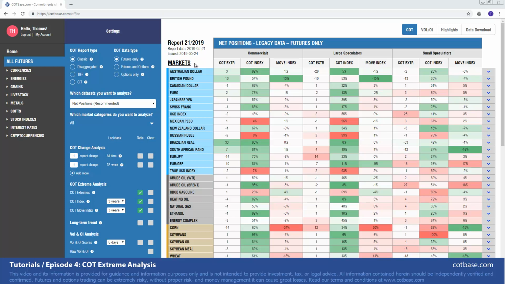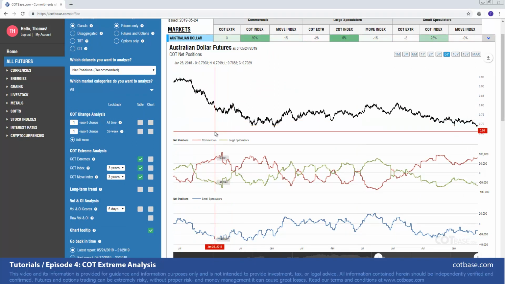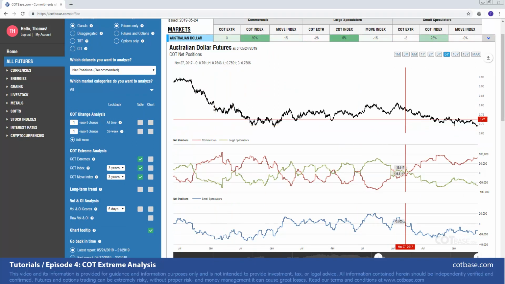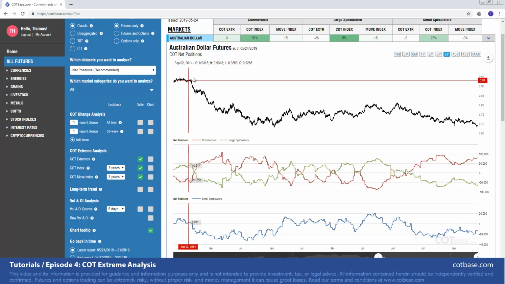So let me just open the Australian dollar. That's the first market in this table. Of course, I could look at any other market just to really show you what that means. We have a 5 years time period in front of us, and right away from 2014, you can see when commercials were at 50,000 contracts net short, large speculators 50,000 contracts net long. That was when the Australian dollar had that top. So that was a signal from the report. It was present in the market for quite some time, but eventually the market started to decline.